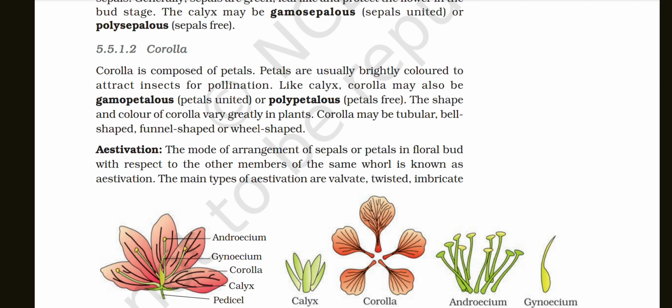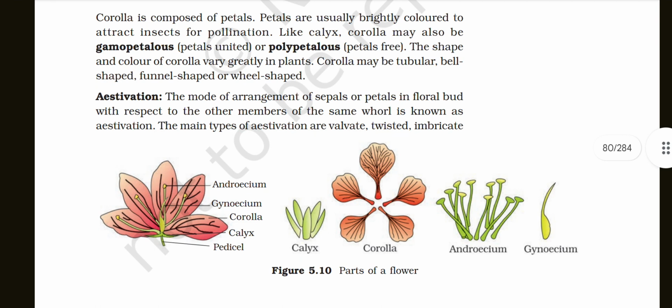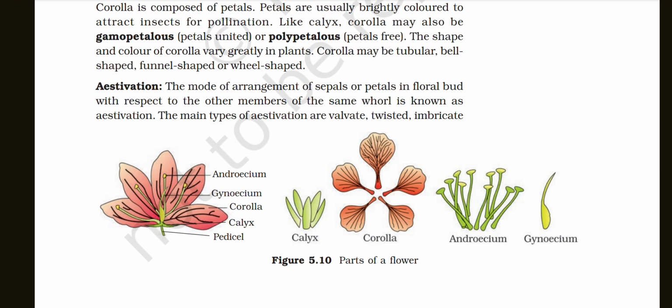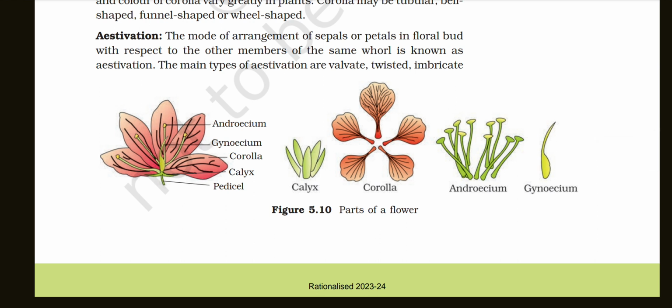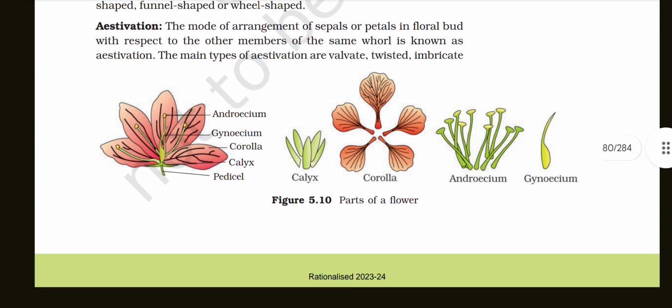Estivation. The mode of arrangement of the sepals or petals in the floral bud with respect to the other members of the same whorl is known as estivation. The main types of estivation are valvate, twisted, and imbricate.